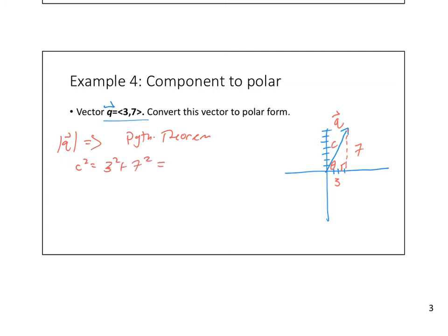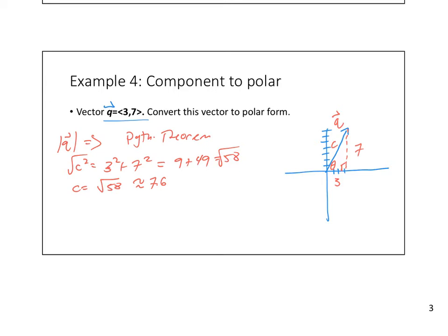And 3 squared is 9, 7 squared is 49. So 9 plus 49 is 58. If we take the square root of both sides, we'll get C equals rad 58. 58 is 2 times 29, 29's prime, so I can't simplify this. If you like a decimal approximation, that's about 7.6. If you'd be happy with that value, that's okay.